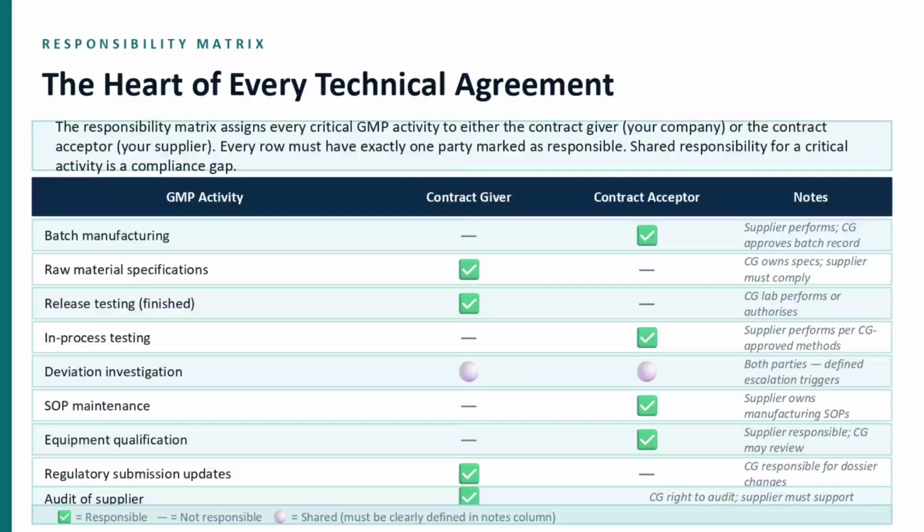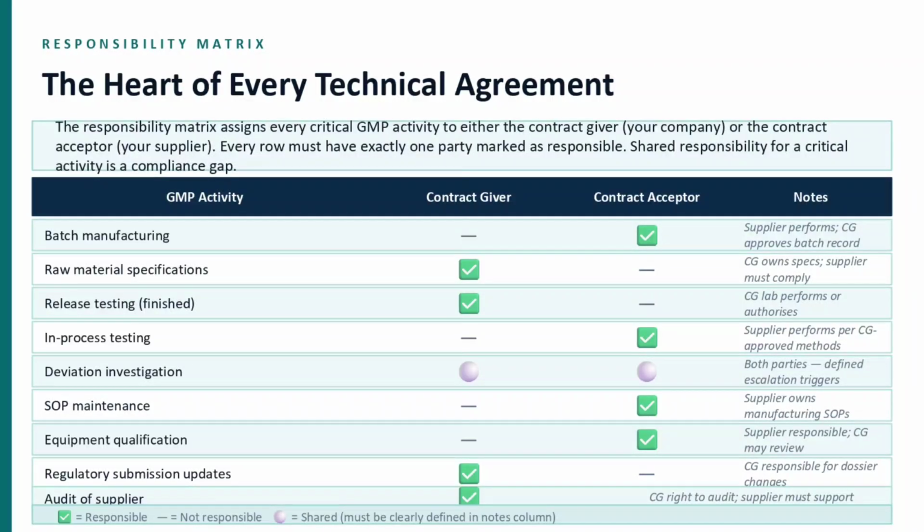Raw material specifications. The contract giver owns these. The supplier must comply with them. The supplier does not define their own specifications for materials going into the contract giver's product. Release testing for finished goods. The contract giver performs or authorizes this. The supplier does not decide when a finished product is released. In-process testing during manufacturing. The supplier performs this per the contract giver's approved test methods.